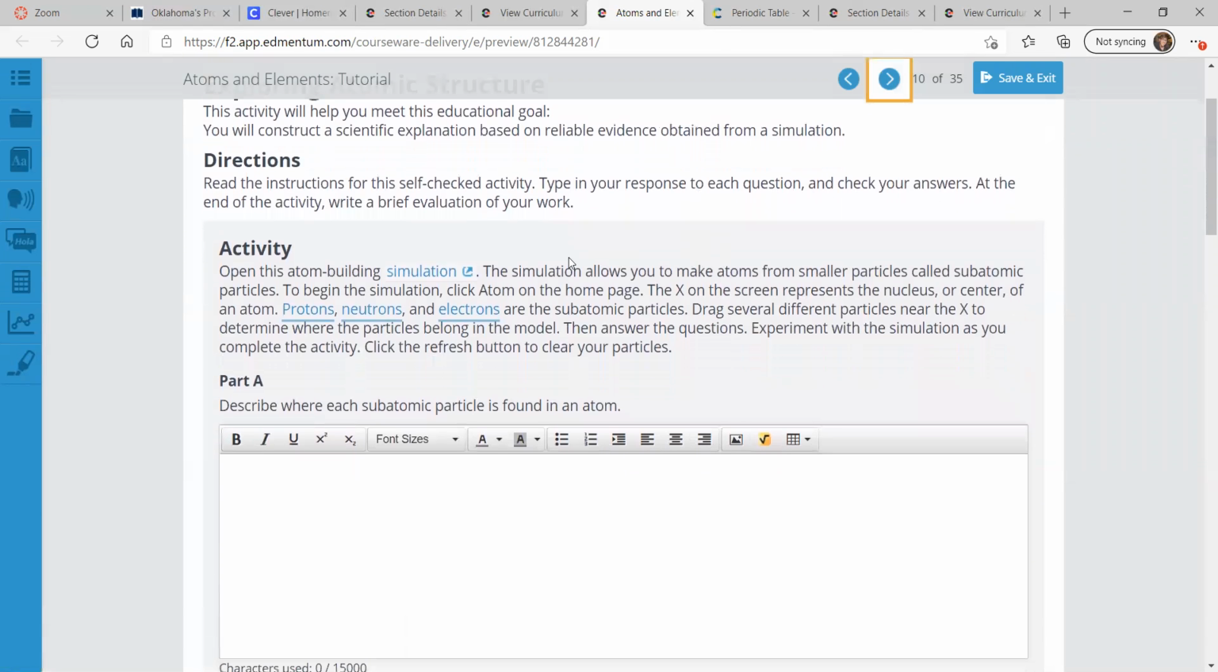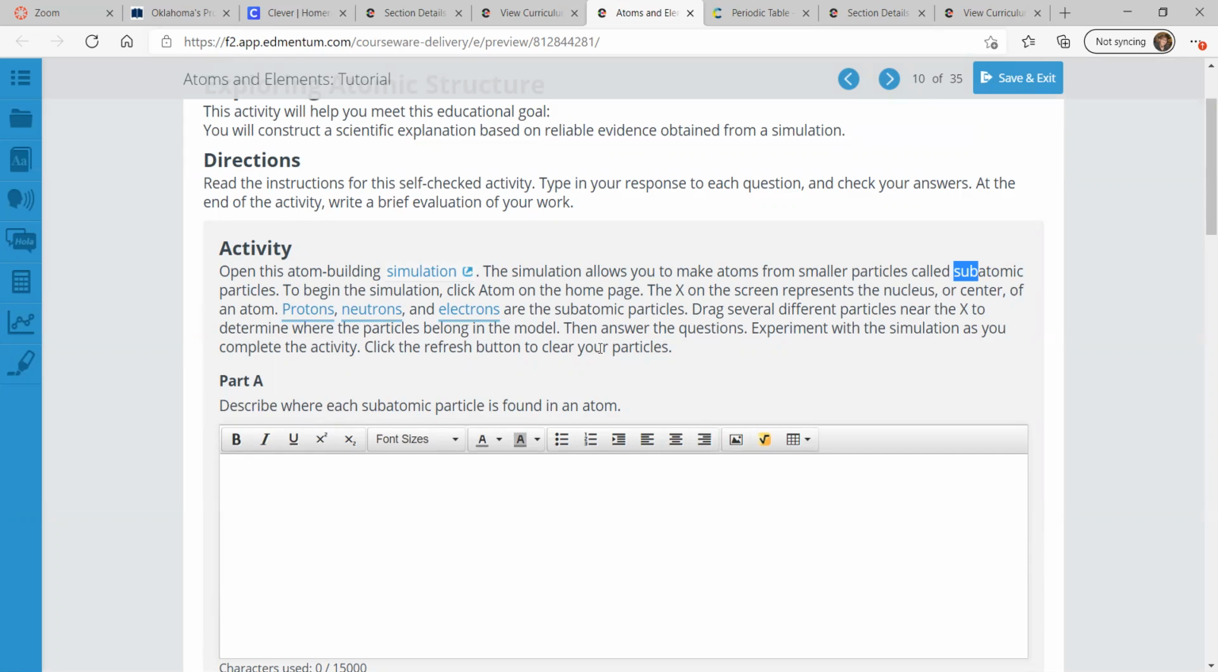Open the atom building simulation. The simulation allows you to make atoms from smaller particles called subatomic particles. Subatomic means under the atom or within the atom. So that means smaller particles are subatomic.